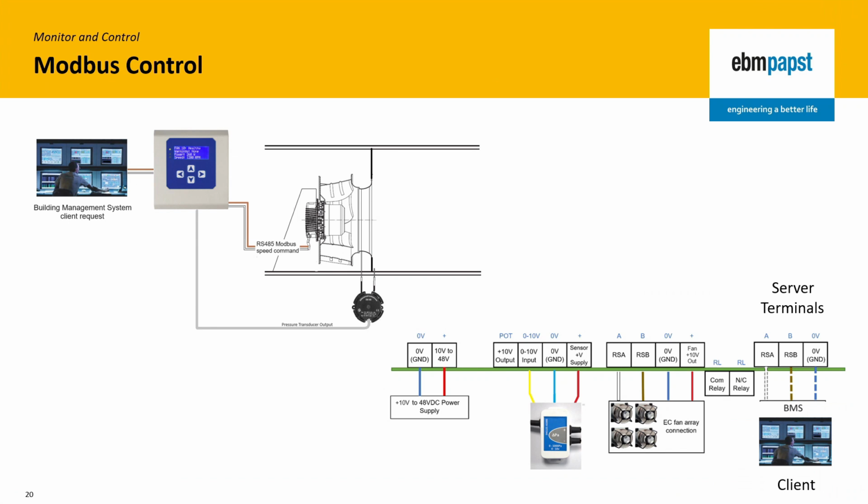When Modbus control mode is selected, the MDC will respond to a client request made to the server terminals over an RS485 RTU network. In this mode, it is also possible to connect a pressure transducer to calculate volume flow or measure the pressure differential across the fan array. Choosing this option allows the user to view the measured flow or pressure on the MDC display screen. In addition, the measured performance of the fan array can be interrogated by a client device or a building management system.